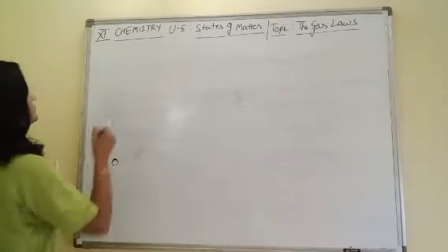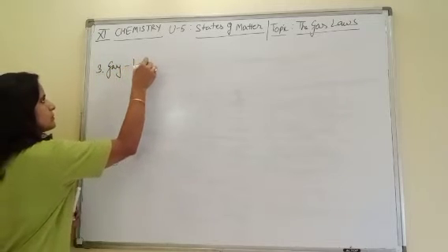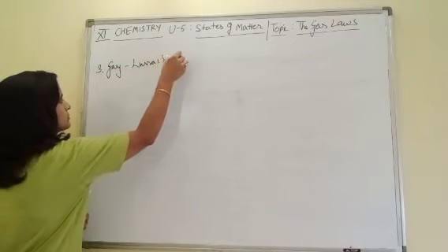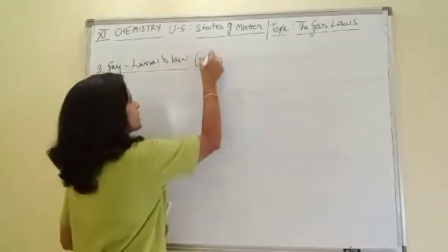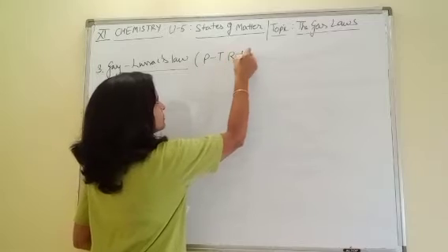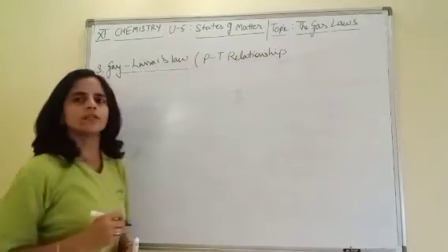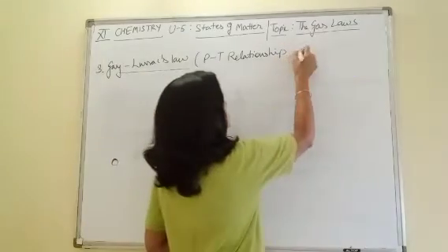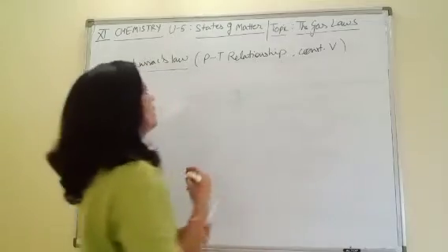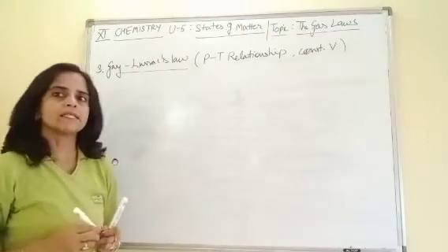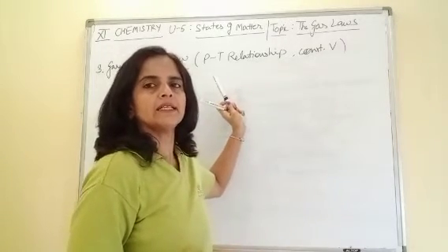The third law is Gay-Lussac's law. This law is the relationship between pressure and temperature at constant volume. Now we have to decide what happens when we keep the volume constant and start increasing the temperature.